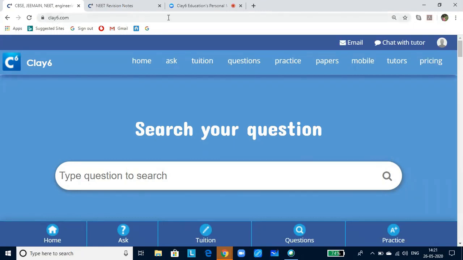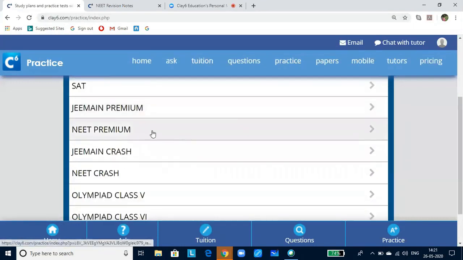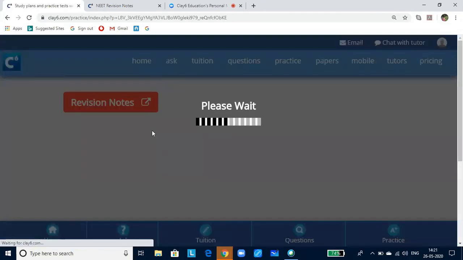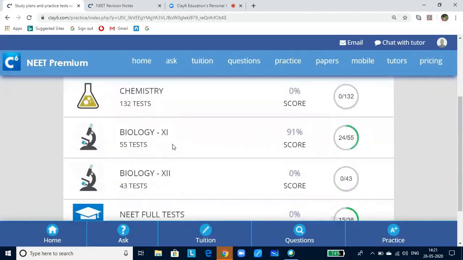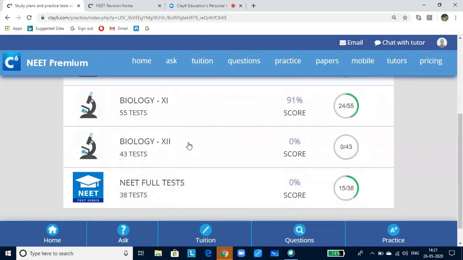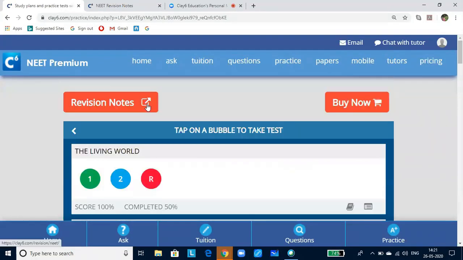Open our page class6.com, click on practice. You will see a lot of packages. Select the package you want. Since we are doing NEET classes, I will select NEET Premium. And then you will see a lot of tests in physics, chemistry, biology and full test. Now let me click on biology.